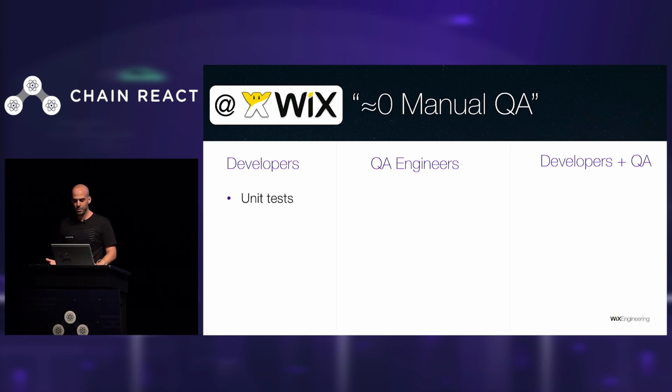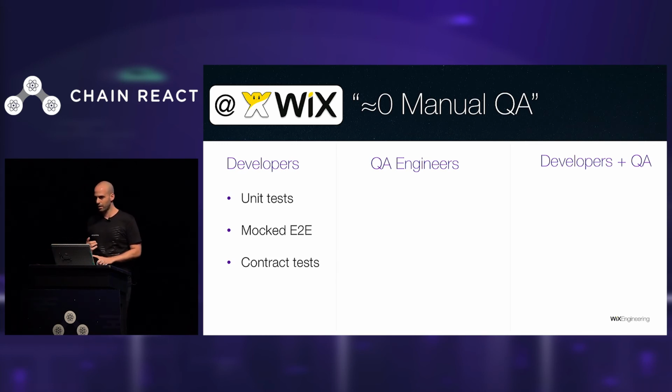So the developers write unit tests, they write mock E2E, and contract tests as part of the product development. This is incorporated in CI, in their own projects. And on every build and on every commit, all the test suites run. And it shouldn't take a long time. It takes about between 5 and 20 minutes to run in CI. And this generates a very short feedback loop to the developer.